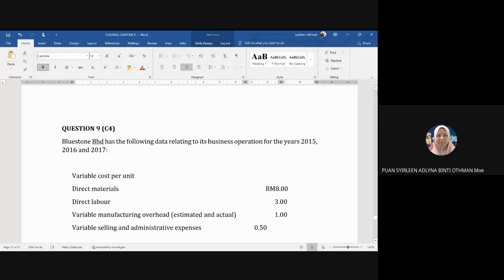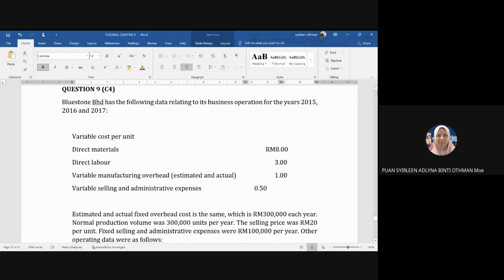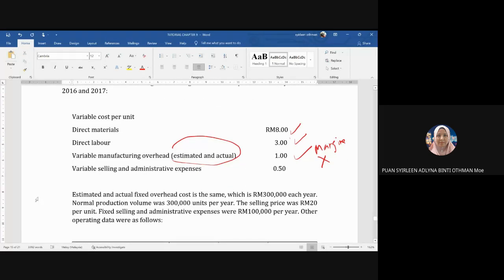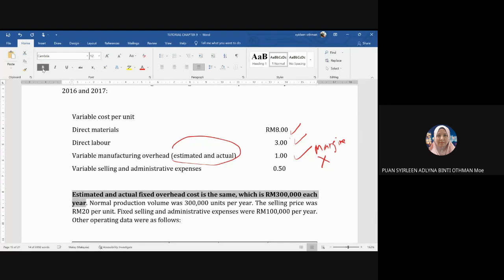Okay, this is bluestone. Okay, dia dah bagi variable cost per unit, direct material, direct labor. Dia bagi estimated and actual, maknanya sama. So marginal tak ada adjustment. Lepas tu yang ni dia bagi selling and admin expense. Okay. Alright. Lepas tu estimated and actual fixed overhead cost is the same. Pun sama juga. So variable dah sama, fixed pun dah sama.